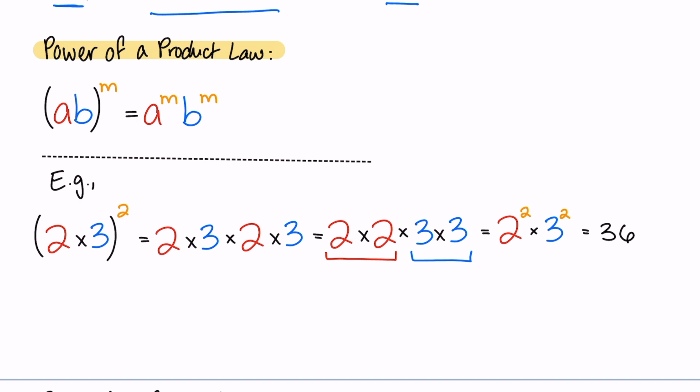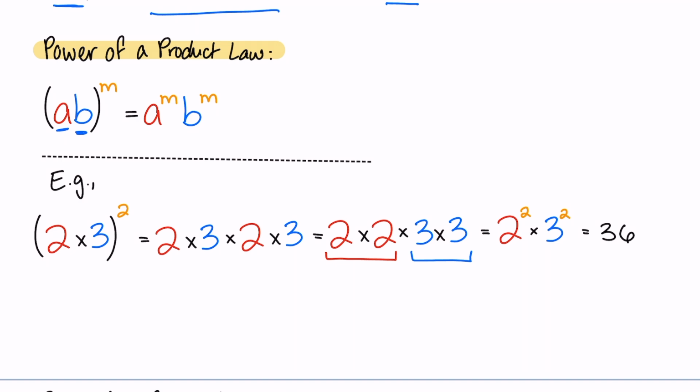The next exponent law I'd like to talk to you guys about is the power of a product law. This law states that when you have a product, so two numbers being multiplied together, to some power, you can apply the power to each number being multiplied together in the product separately. So for example, we have 2 times 3 to the power of 2. That would be the same thing as applying this 2 to each of these numbers separately, giving us 2 to the power of 2 times 3 to the power of 2, which gives us 36 as our answer.